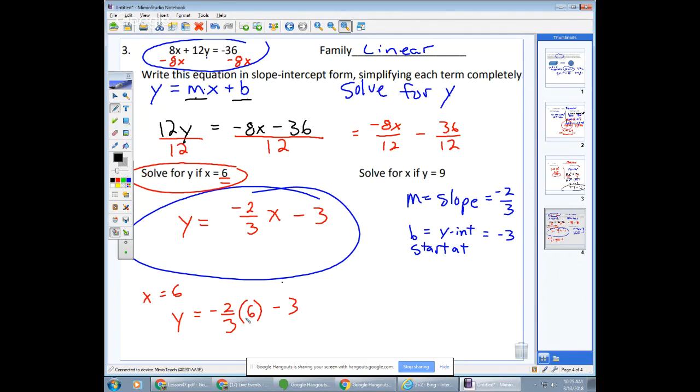So I'm going to view that 6 as a 6/1. And remember, when you multiply fractions, you can reduce ahead of time. That's the only time you can do that. So I could here say 3 goes into 6 twice. 2 times 2 is 4, but that's a negative times a positive, so I think that cleans up to be negative 4. Does that look all right? And then minus 3, it looks like y is negative 7 there.